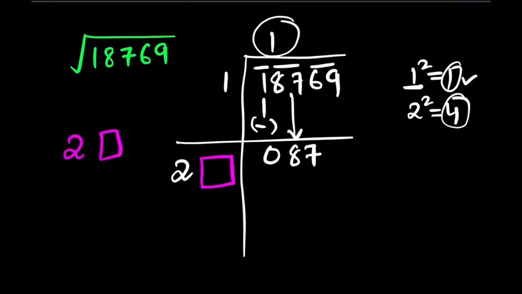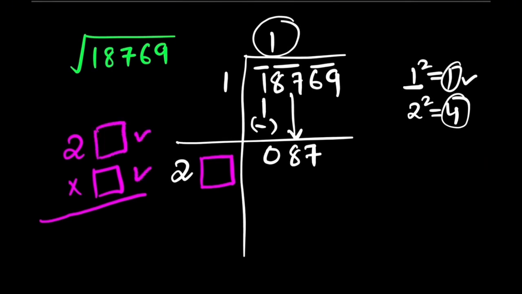So 2 box times box should be less than or equal to 87. And both the numbers in the box must be the same. So let's try with 1. 1 times 1 equals 1. 1 times 2 is 2. Since 21 is much less compared to 87, let's try a different number.